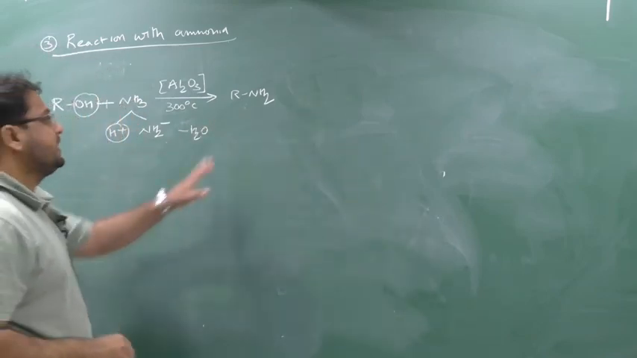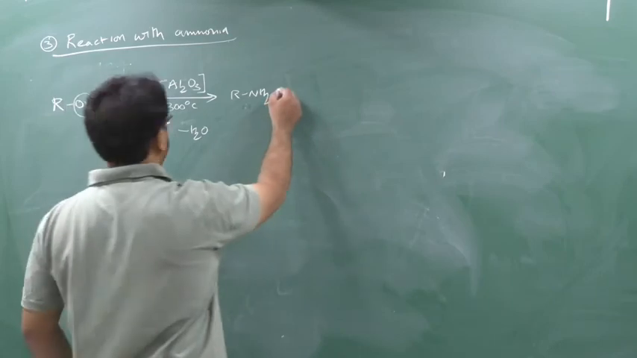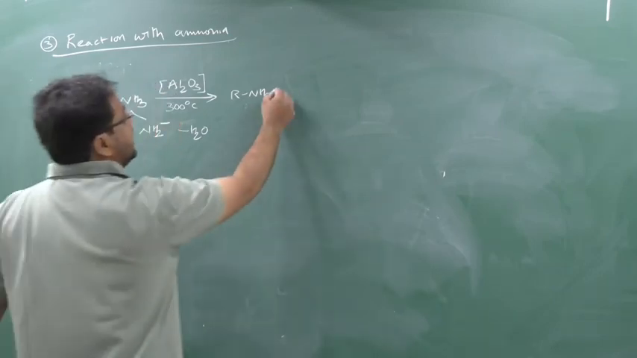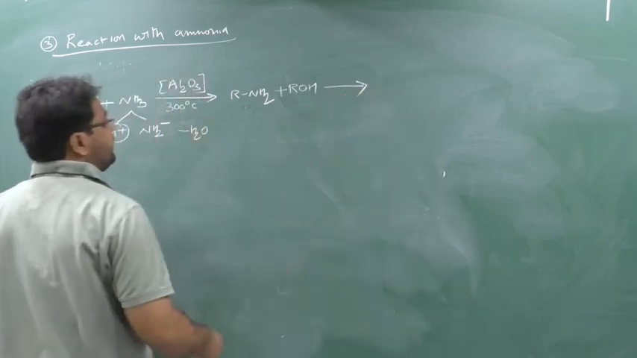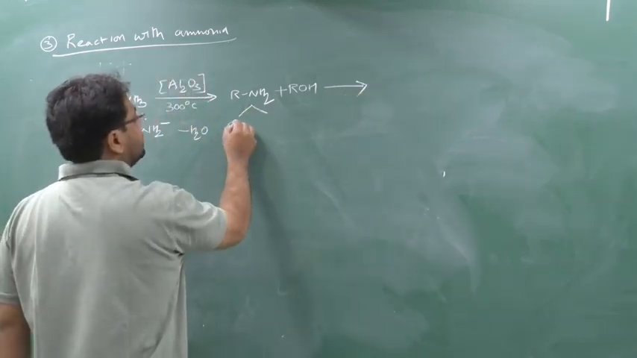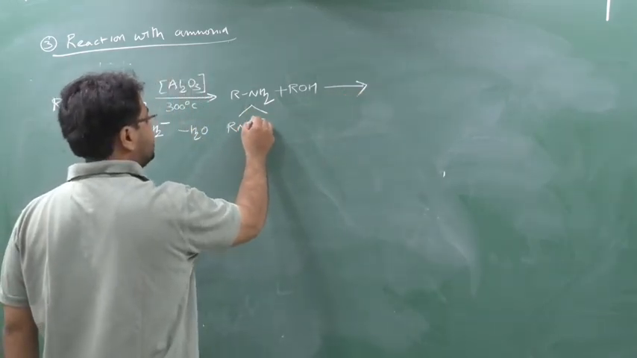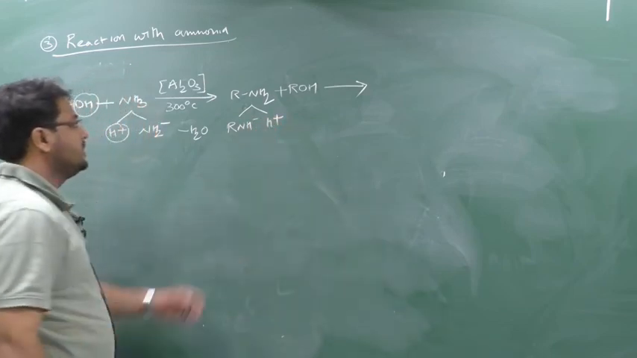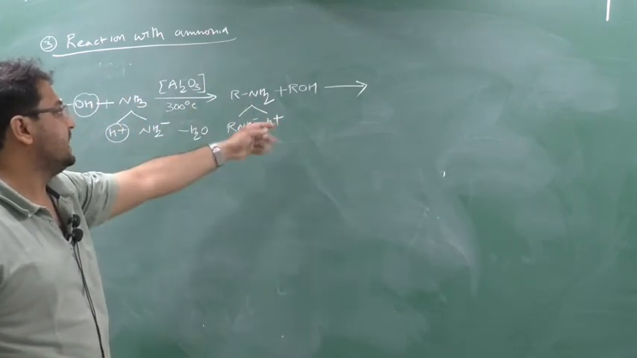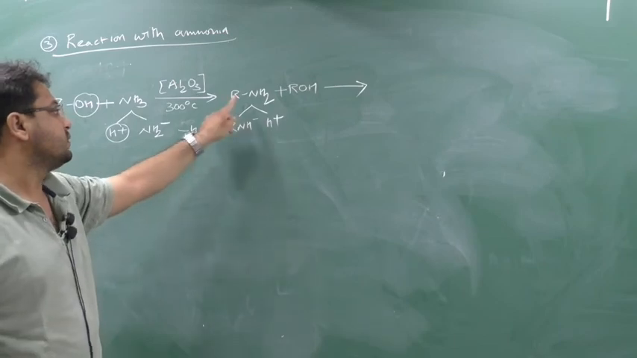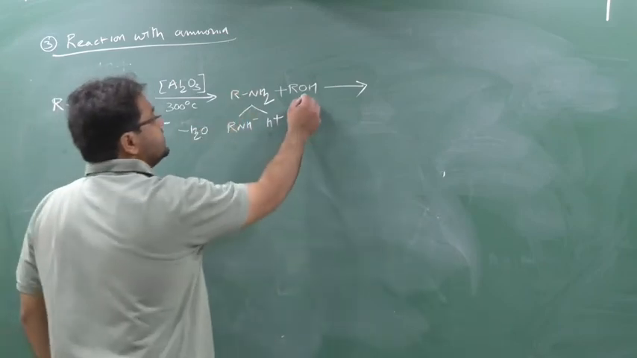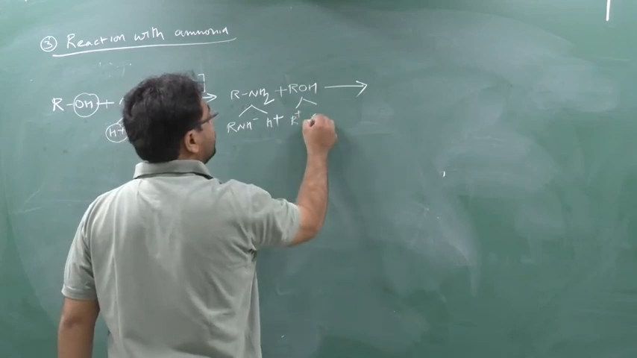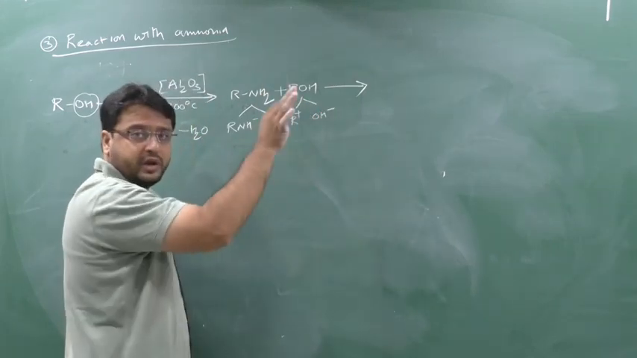Clear? Now if I react this 1 degree amine again with alcohol, with the same condition provided here, what will I form? See, this will get split into RNH minus and H plus. Understood, no? From NH2 I will get one H as H plus, so the remaining is RNH minus. And here I will split it as R plus and OH minus. This I am doing only for doing the reaction.